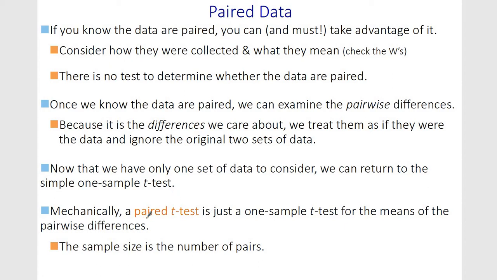Okay, so a paired t-test is just a one sample t-test for the mean of the pairwise differences, or the average differences. And the sample size is now the number of pairs, because you don't have 60 individuals, you had 30 pairs. Only one individual for each pair.